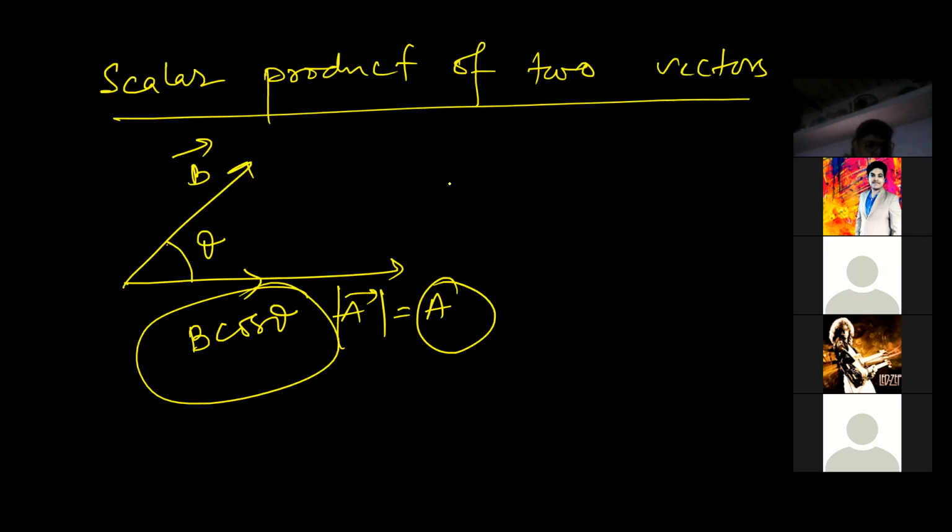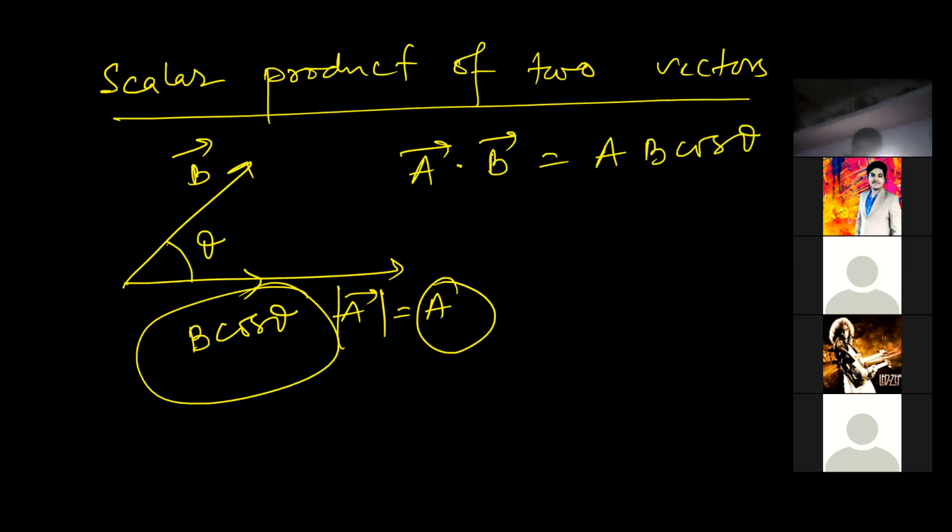So the scalar product of two vectors, that means A vector dot B vector, can be written as A multiplied by B cos theta. The scalar product or dot product of two vectors, A dot B, is equal to AB cos theta. Is that clear? Yes, sir.